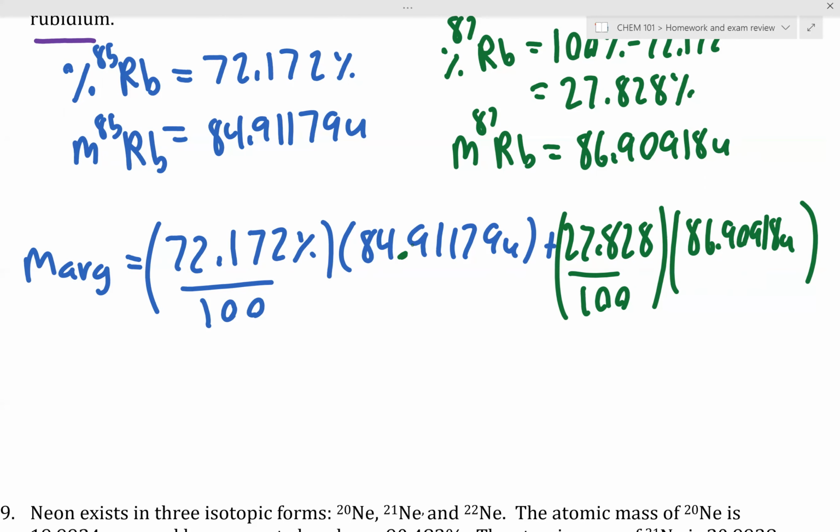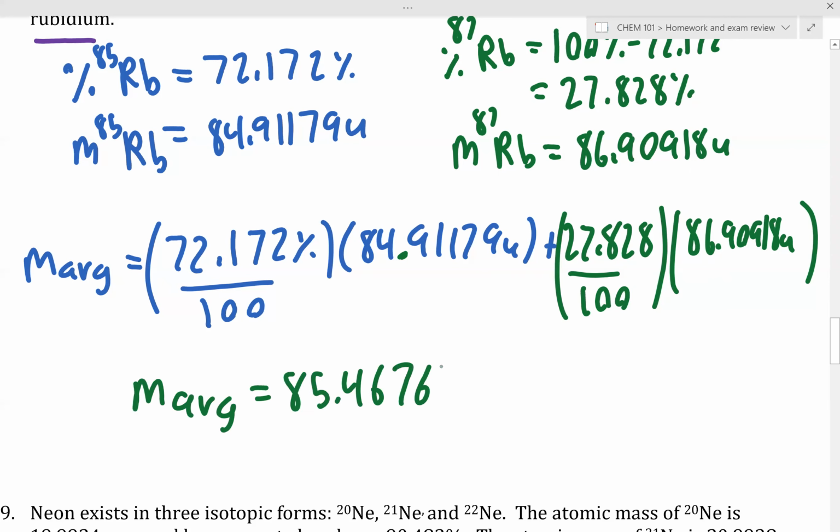So let's punch that into our calculator. We have 27.828 divided by 100 times 86.90918. And in the end, we get a grand total of 85.4676. So our average atomic mass is 85.46762. Now, we're going to have to round our result.